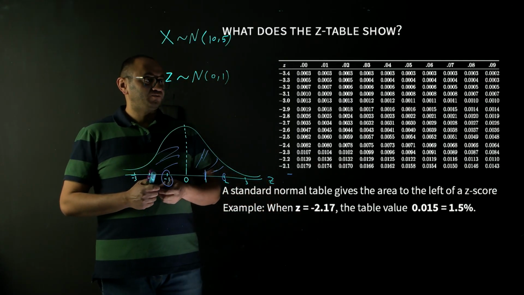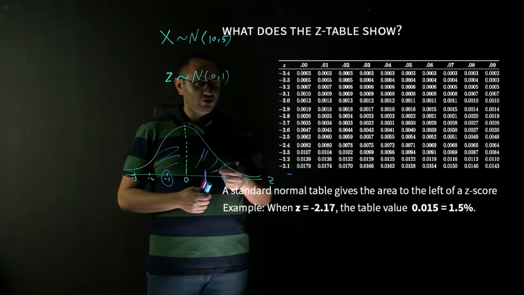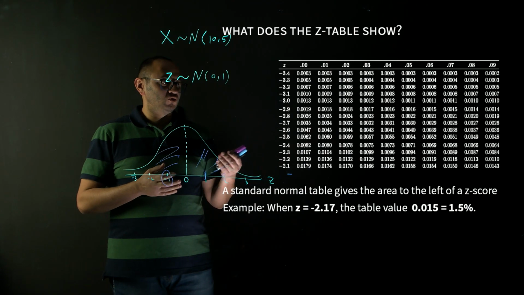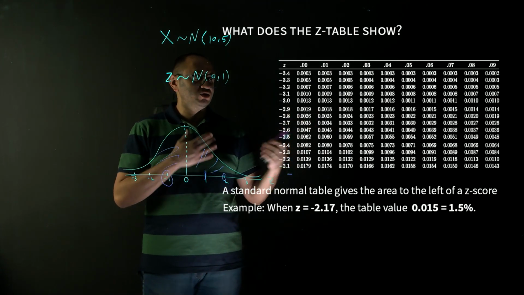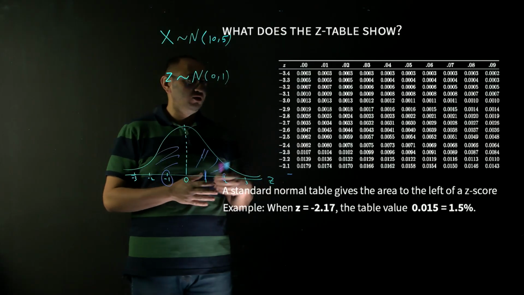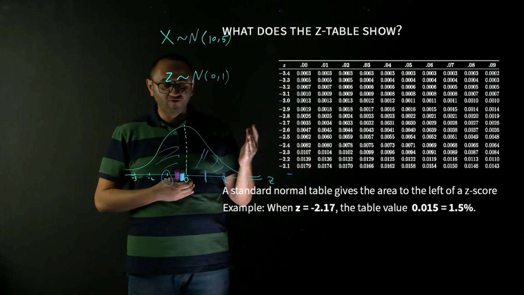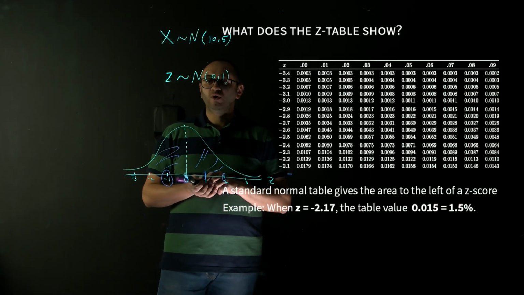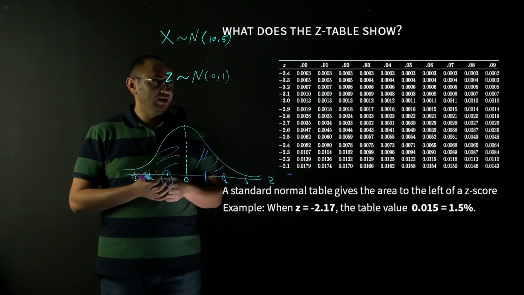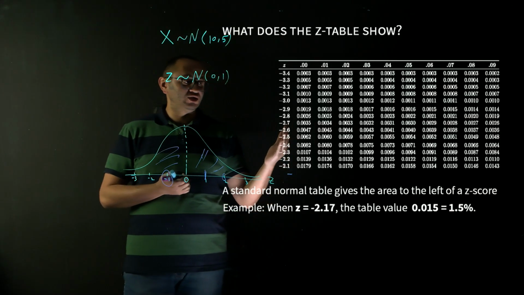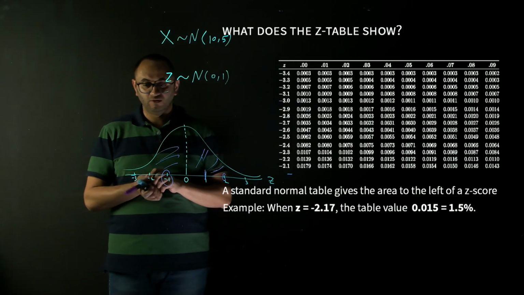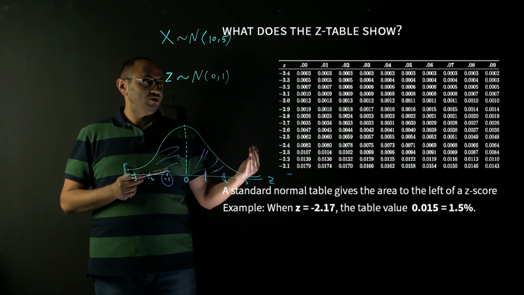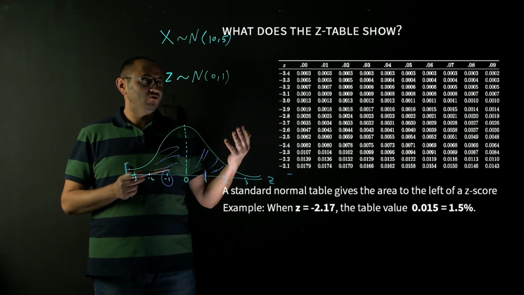All right, so what does the Z table show? The standard normal distribution table, or we call it the Z table, gives the area to the left of the Z-score. Okay? For example, what is the probability of being below Z equals negative 2.17? All right, so we are going to find the probability or the area below negative 2.17.